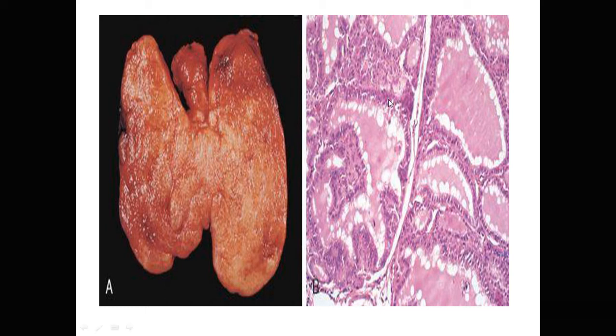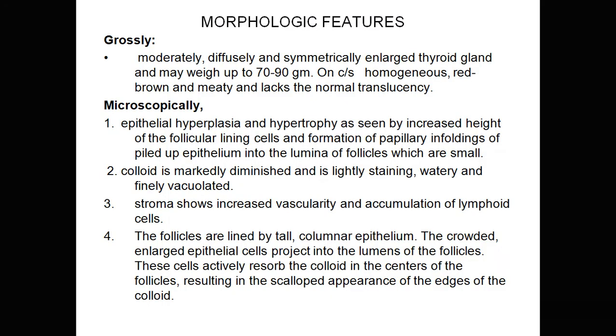This is the microscopic photograph in which there is hyperplasia of the thyroid follicular epithelium plus colloid-filled follicles. These colloid-filled follicles contain this white area, which is called scalloping of the colloid material. This is the characteristic feature of Graves' disease. This is the morphological feature.